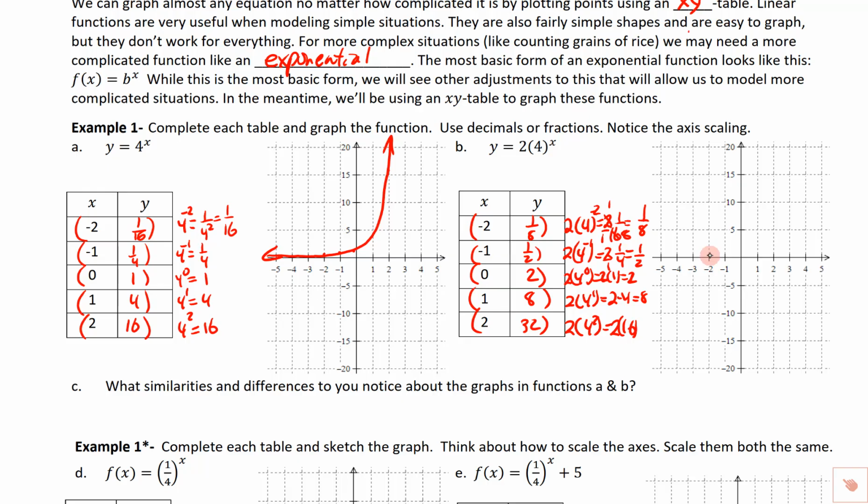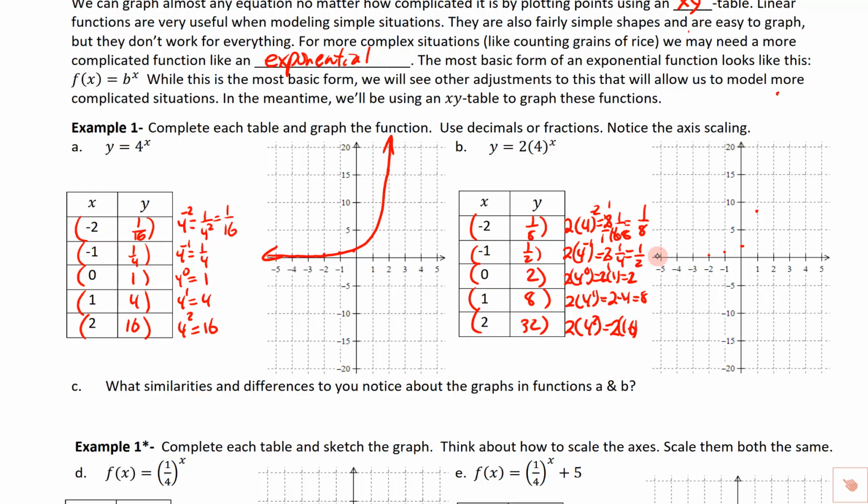-2, and then we go up an eighth, so we hardly go above the x-axis at all. -1 and 1/2, so we're going to go -1, and then a half would be around right there. Tough to graph those perfectly. Then 0, 2, probably about like that. Then 1, 8, so over 1 and up 8, around there. And then 2, 32, so over 2 and then up 32. Let's see, this is 20, 25, 30, so probably somewhere about right there.